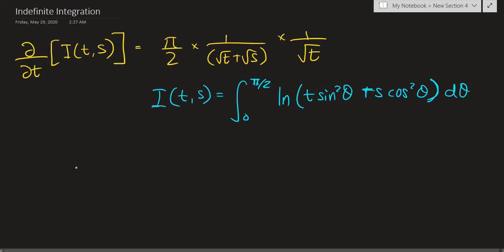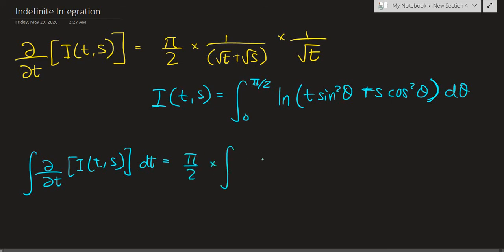So as I said, let's integrate this with respect to t. So we have the indefinite integral now of the partial derivative with respect to t of I(t, s), integrated with respect to t, being equal to π/2, which is a constant, times the indefinite integral of dt over this expression: square root of t plus square root of s times square root of t.